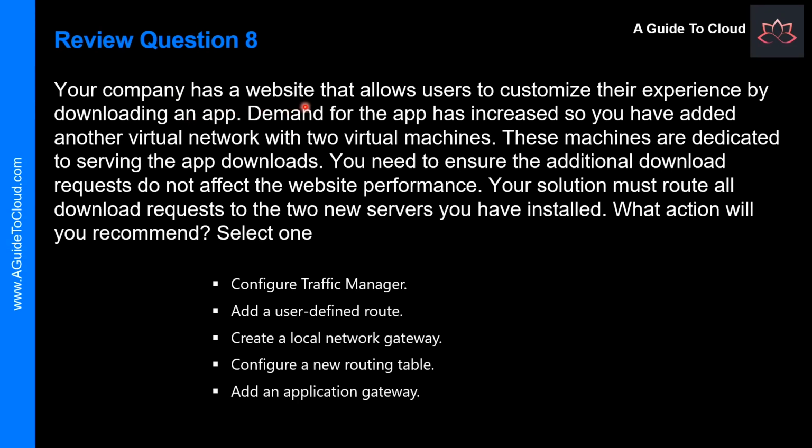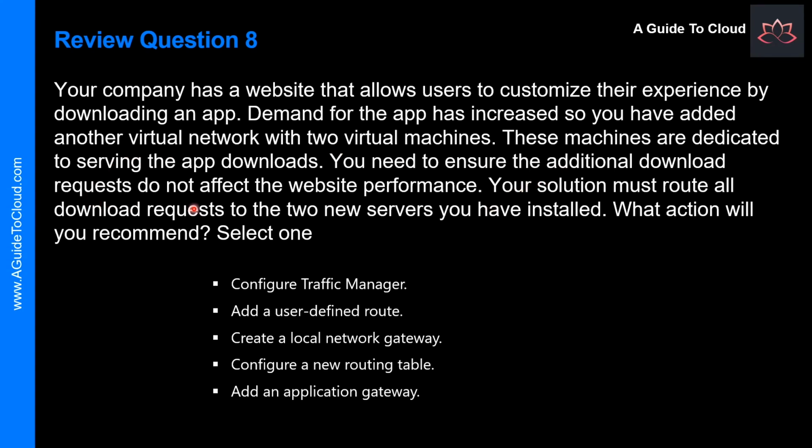Your company has a website that allows users to customize their experience by downloading an app. Demand for the app has increased, so you have added another virtual network with 2 more virtual machines. These virtual machines are dedicated to serving the app downloads. You need to ensure the additional download requests do not affect the website performance. Your solution must route all the download requests to the 2 new servers you have installed recently. What action will you recommend?